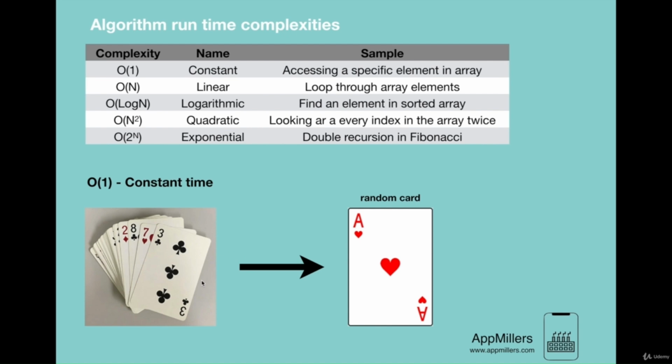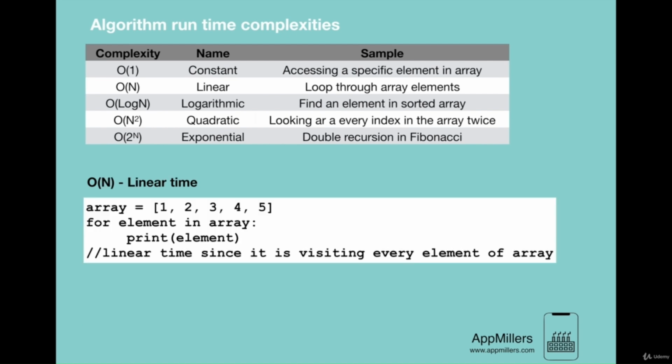Now the next time complexity is linear time complexity, which is written as O(n). Here, time complexity will grow in direct proportion to the size of input data. The best practice is to try to keep our function running below or within this range of time complexity. But obviously, it won't always be possible. A good example for linear time complexity is looping through the array elements.